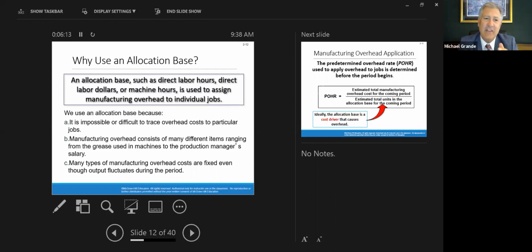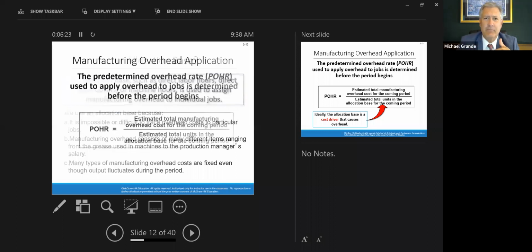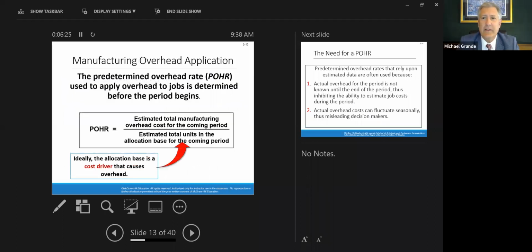That means it has some fixed cost and some variable cost. We talked a little bit about this in chapter 1. We're going to talk about it a little bit later as well. So we need a formula. So here's how we allocate manufacturing overhead.